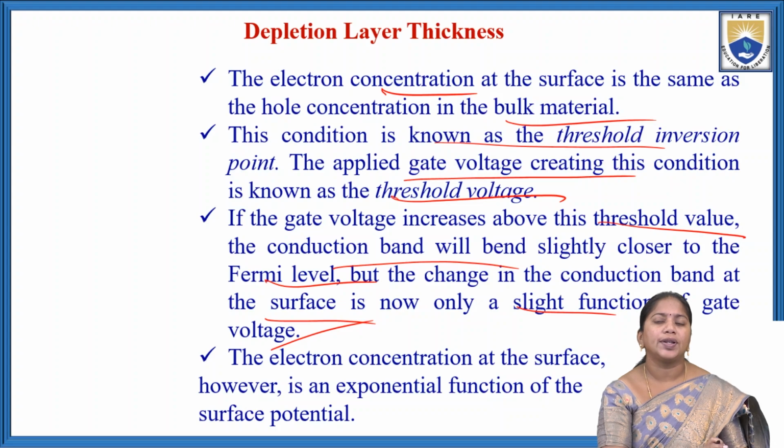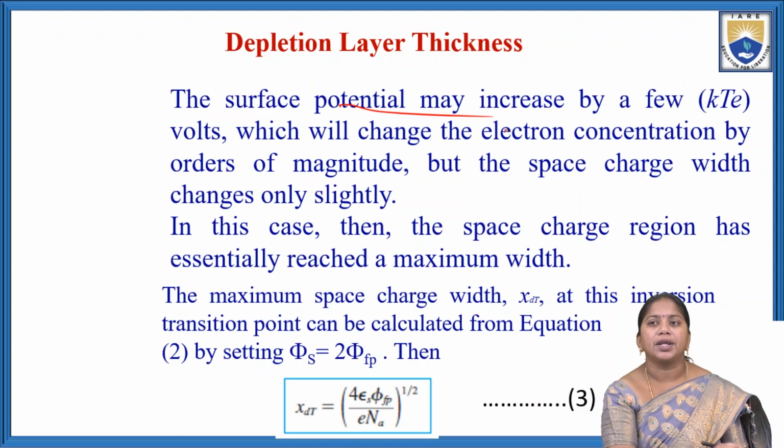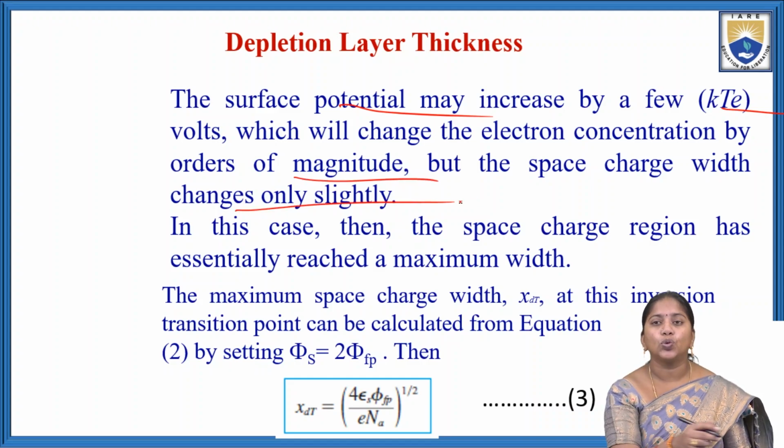If we increase the voltage above this threshold value, the conduction band moves slightly closer to the Fermi level, but the change in the conduction band at the surface is now only a slight function of the gate voltage. The electron concentration at the surface, however, is an exponential function of the surface potential. So the surface potential may be increased by a few kT/e volts, which will change the electron concentration by orders of magnitude, but the space charge width changes only slightly.